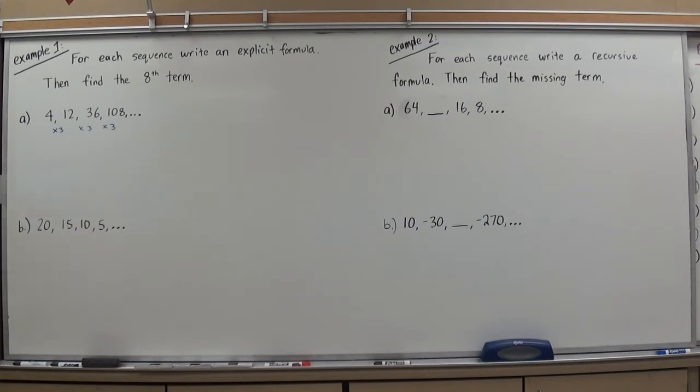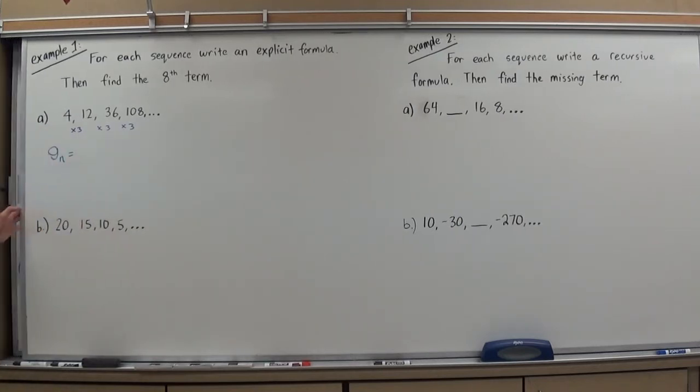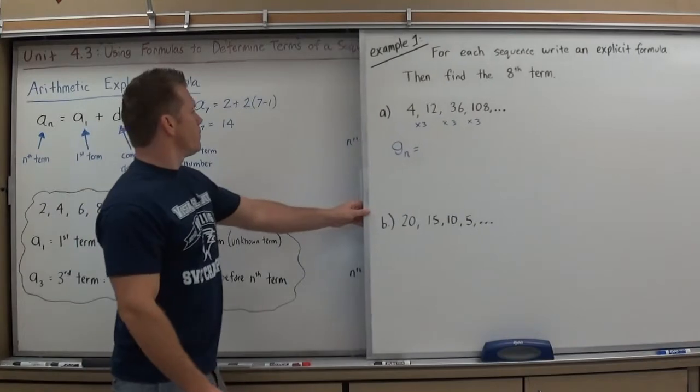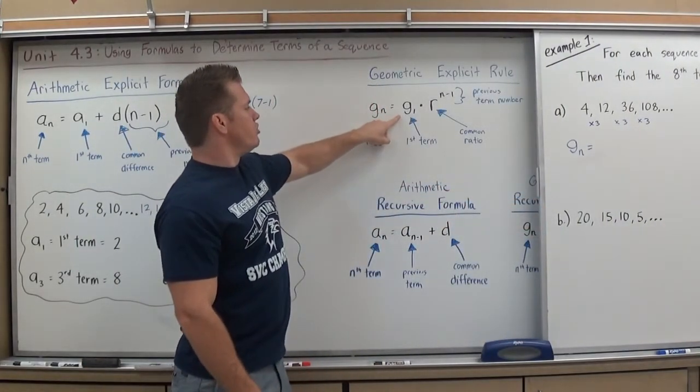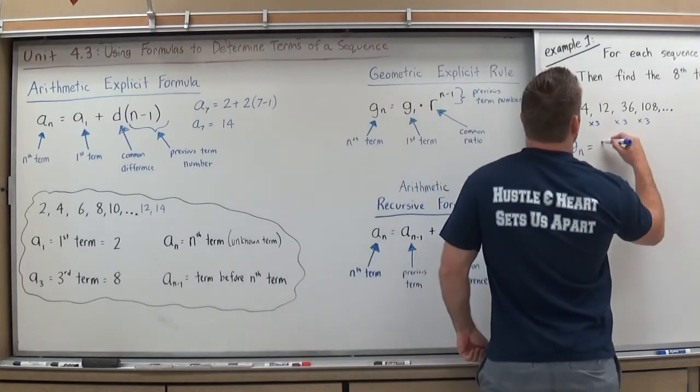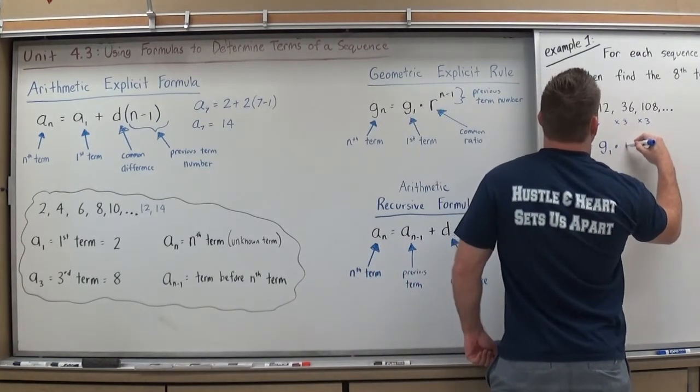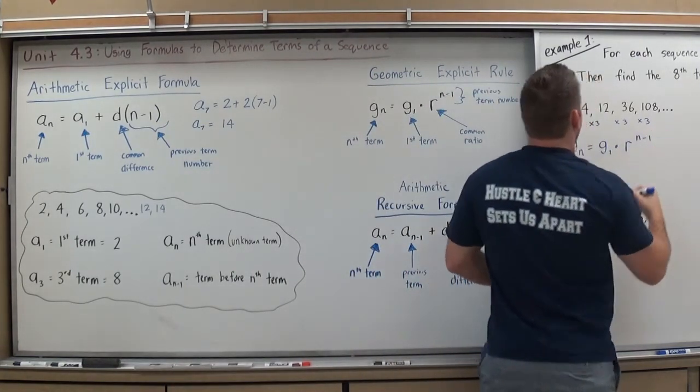So I want to make sure I use the geometric explicit formula. G sub n. Okay? I know that because it has times 3. That's what a common ratio would be. So here's our formula. G sub n equals G1 times r to the n minus 1 power.